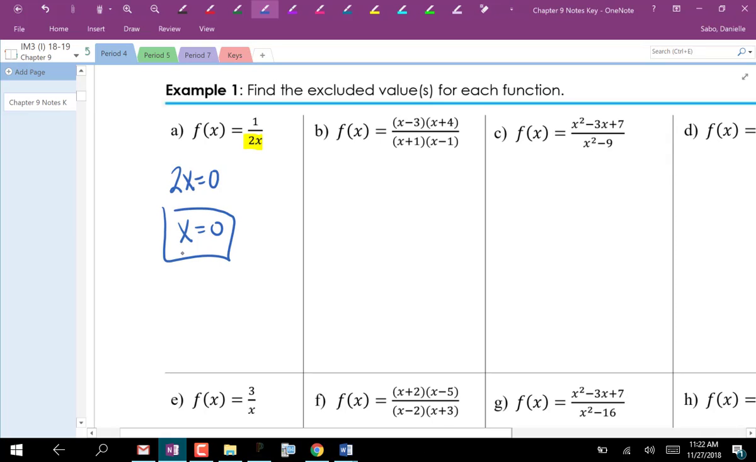But now we're talking about excluded values, so x is not going to equal 0. I'm just going to put a slash there. That means that all values in the world will work, but 0. If you were to type that into your graphing calculator, which we're not going to do right now, you would see that there's this undefined thing happening at 0.